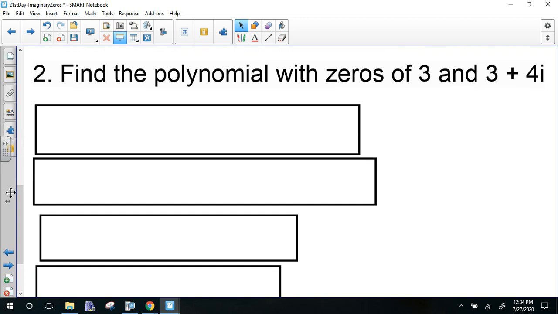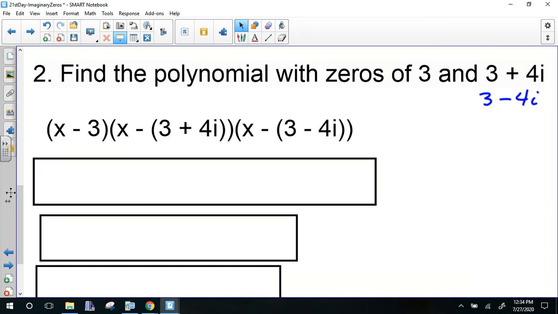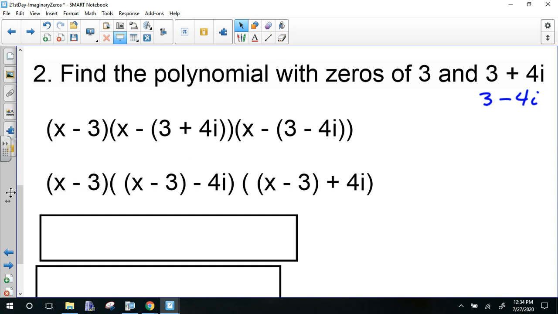Next, we want to find the polynomial with zeros of 3 and 3 plus 4i. Well, if I have a 3 plus 4i, I'm going to have a 3 minus 4i also. Does this look familiar? Where we had all the parentheses and I showed you the shortcut on how to do these. So we only want one set of parentheses.